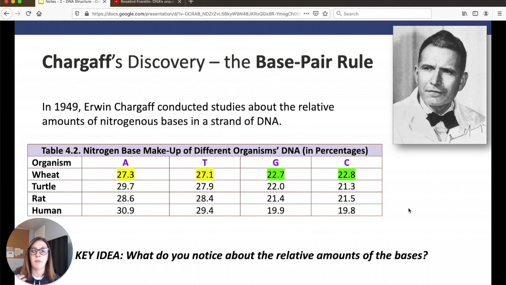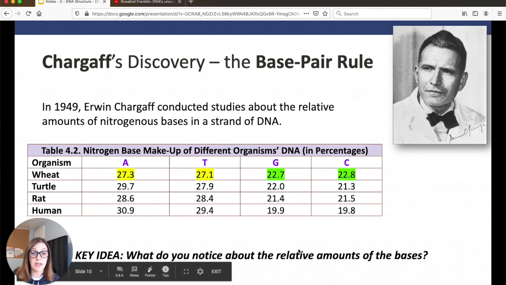So, for example, from a grain of wheat, he extracted the DNA molecule and he analyzed it to see how much of each of these bases was present in the DNA molecules within the wheat. And what he found is that approximately 27.3% of a DNA molecule contained adenine, and approximately 27.1% of that molecule was thymine. And then he compared G and C, and he found that 22.7% of wheat was G and 22.8% was C. So he recognized, when he did this comparison in other species, he found that there was always a comparable percentage in G and C and A and T.